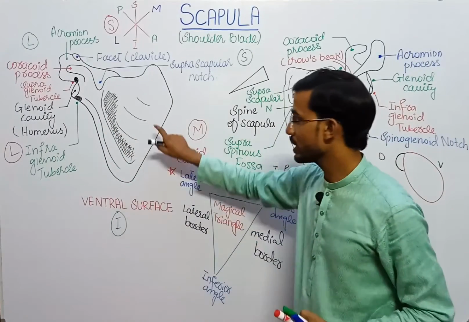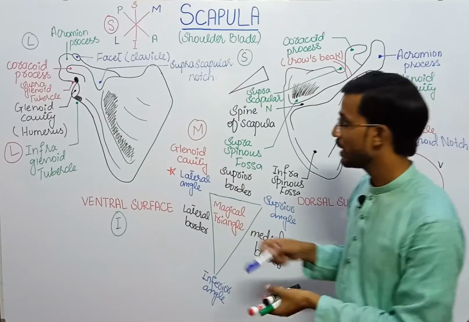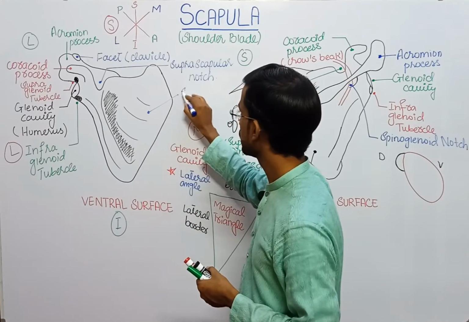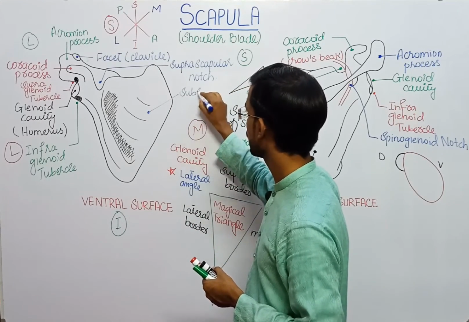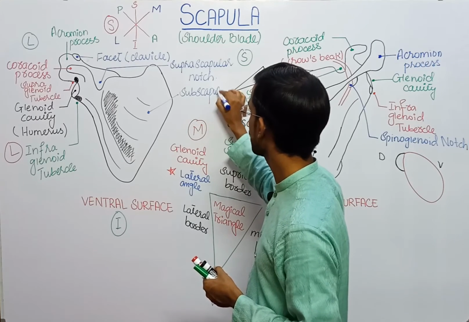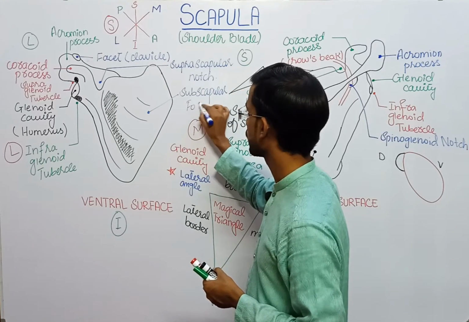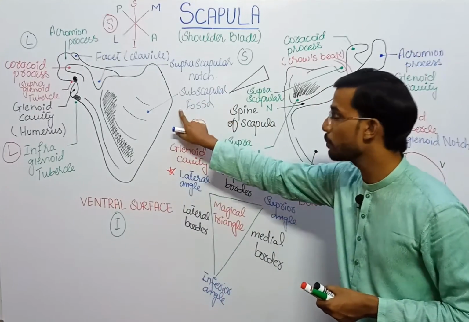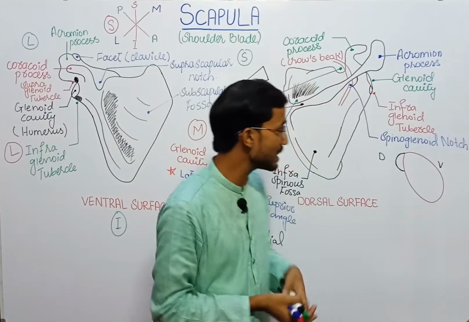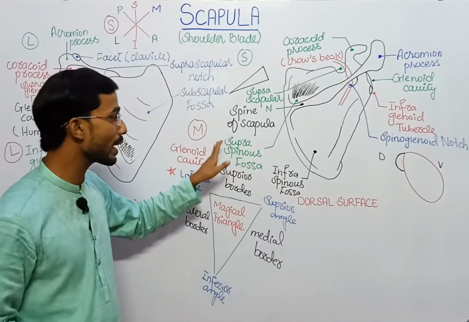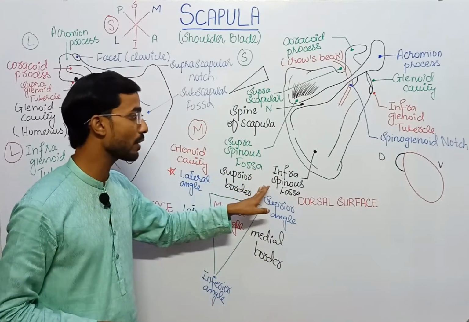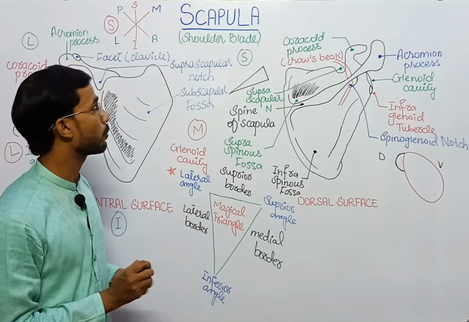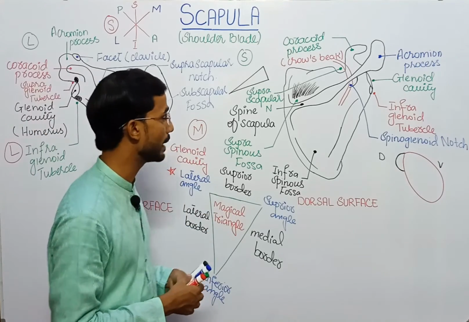And here you can see at the ventral side, this portion is the subscapular fossa. So at the ventral surface you see the subscapular fossa, and at the dorsal surface you see the supraspinous fossa and the infraspinous fossa of the scapula, which is the shoulder blade.